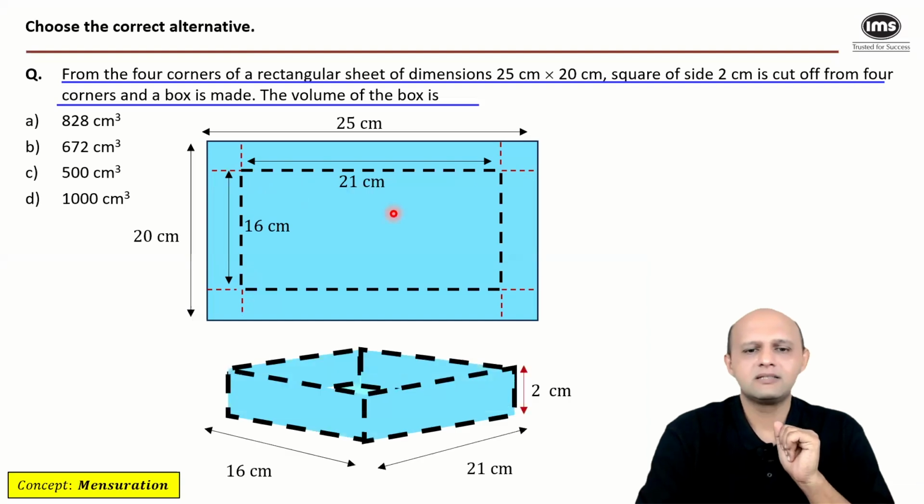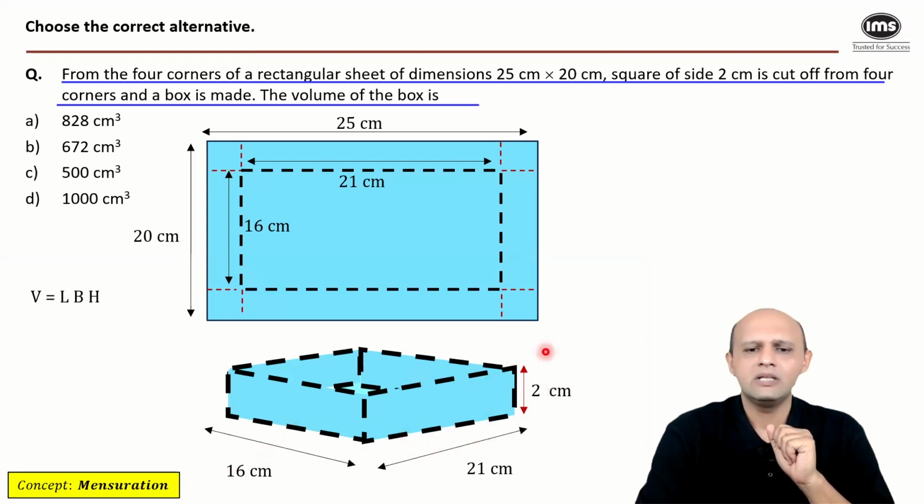Now, when you fold this, this is how the structure would appear. Okay, so 16 times 21 times 2. So what's the height of the box? 2. What's the length? 21. What's the breadth? 16. And therefore, what's the volume? It's going to be L times B times H.